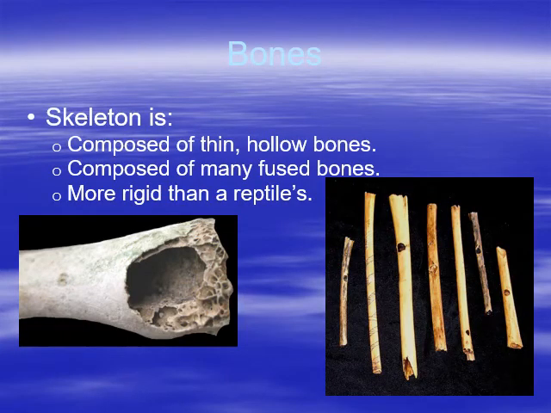The bird skeleton is composed of thin, hollow bones, like we've been talking about. The bones are fused together and it's very, very rigid. Okay, it's more rigid than that of a reptile's. So they might be a little bit more fragile, but that rigidity helps them fly better because it helps keep all their bones moving in the same direction. It's very efficient and it helps them fly. So their bones are more rigid than that of a reptile's and that of other organisms, but there's a reason for that. It helps with their flight.